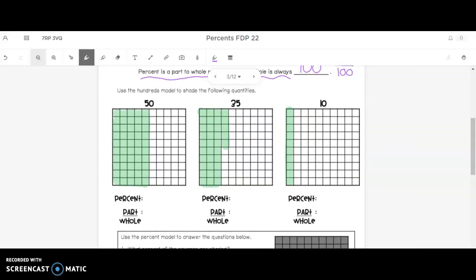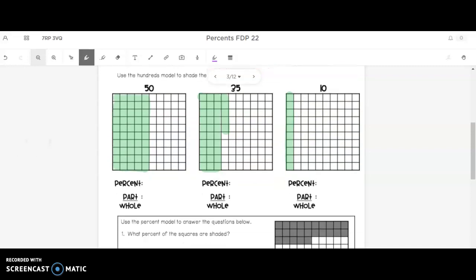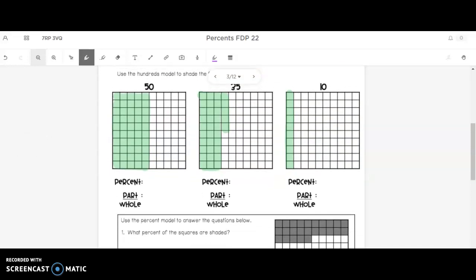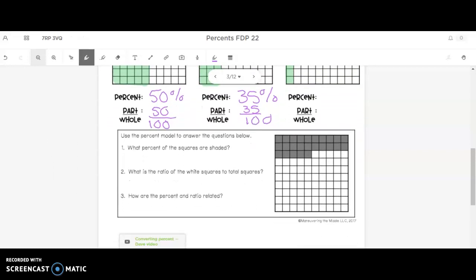All right, so using the number 50 out of 100 being shaded, we're going to write that as a percent. So that would be 50%. And then we're going to write it as a fraction, part over whole. So the part that's shaded is 50 out of the whole, which is 100. Same thing over here. What is the percent that's shaded? And we're going to write it part over whole. And you can do that last one if you want there. Same idea.